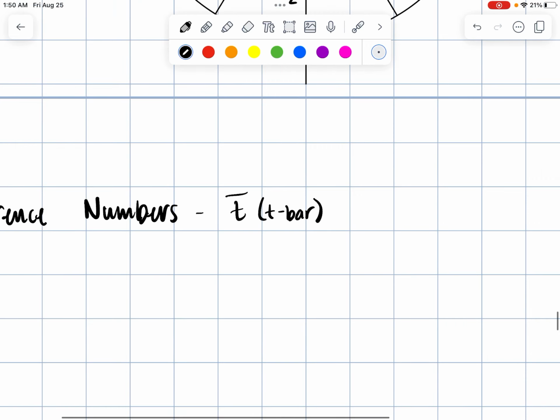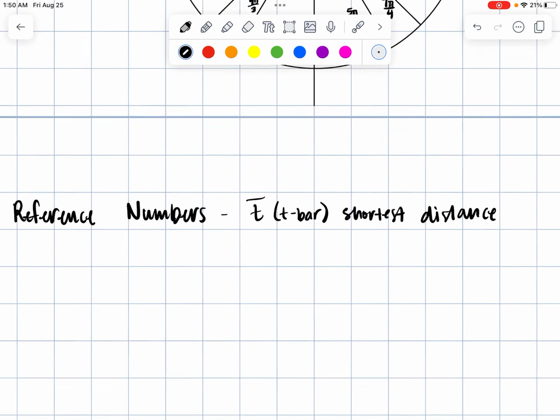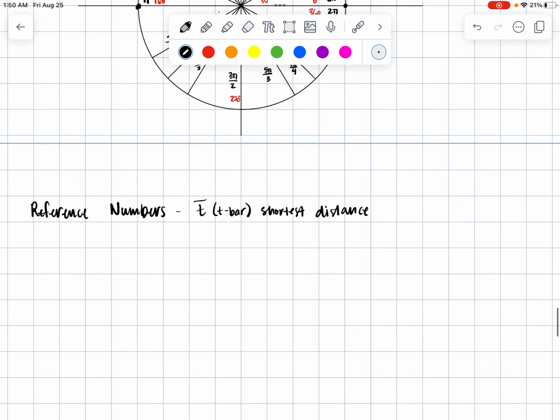And this is, by definition, the shortest distance. Let me zoom out a little bit. It is the shortest distance along the unit circle between a terminal point, which we just talked about, and the x-axis.